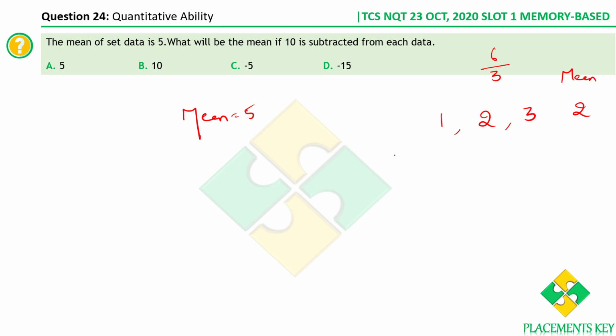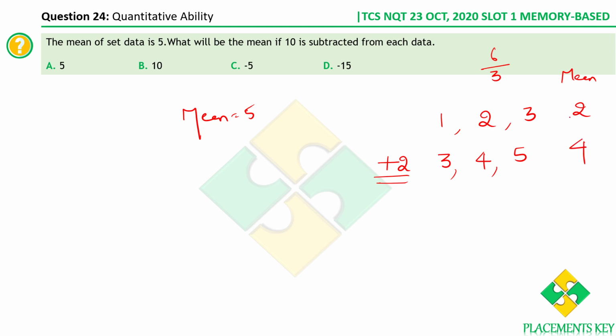Now let's say I'm increasing each of the values by 2. Let's see what happens. What is 1 plus 2? It is 3. What is 2 plus 2? It is 4. 3 plus 2? It is 5. So I've increased each of the values by 2. So what happens now? What is the mean now? Again, sum of observations, 5 plus 4, 9. 9 plus 3, 12. Divide by number of observations, 3. So 12 by 3, you get the mean as 4.